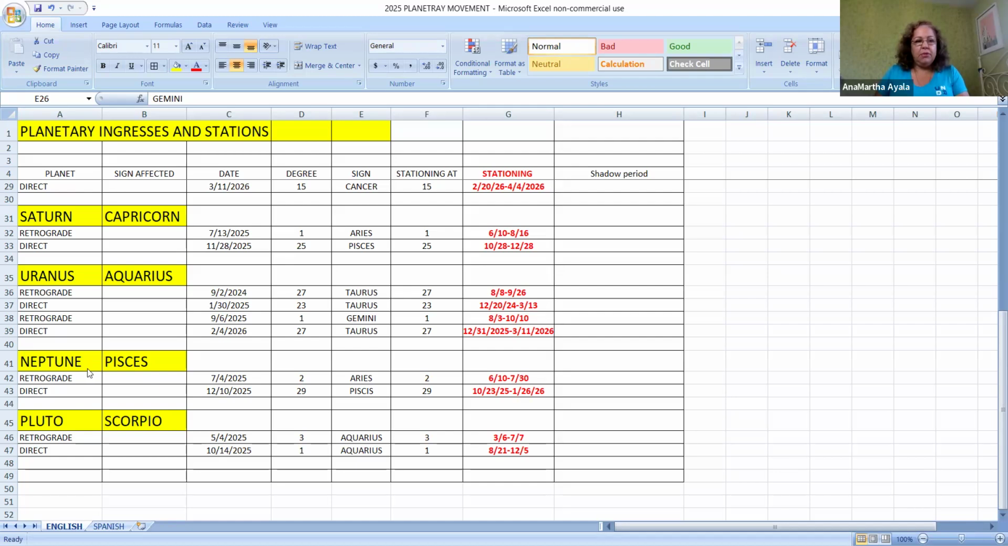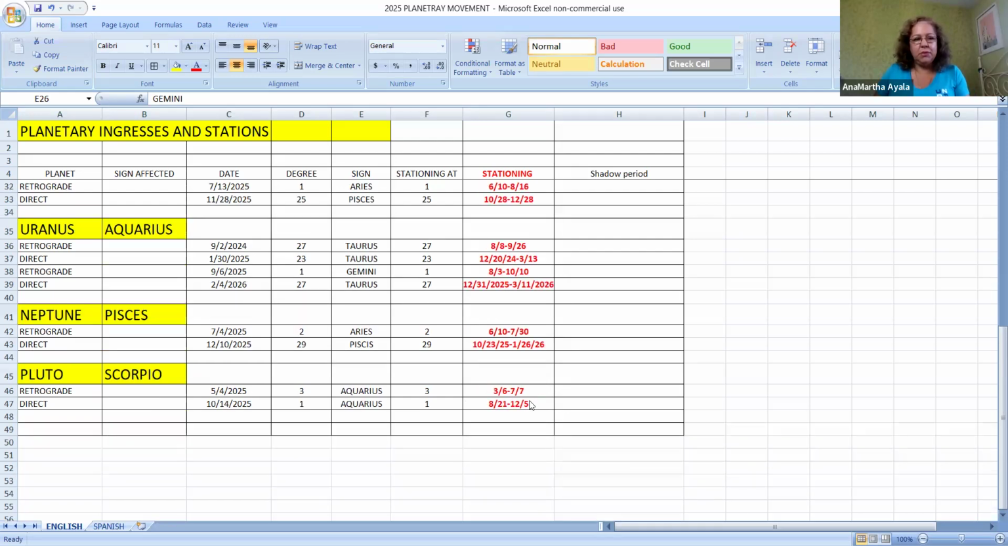Now Neptune. Neptune goes retrograde July 4th, 2025 at 2 degrees of Aries, and then it goes direct on December 10th, 2025 at 29 degrees of Pisces. And Neptune is the ruler of Pisces. So when Neptune is retrograde, Pisces is the one that gets hit the most, basically. And then these are the stationing times. So you can see that it's like a month and 20 days, so about 50 days. And here it's November, December, January, 3 months is the stationing period.